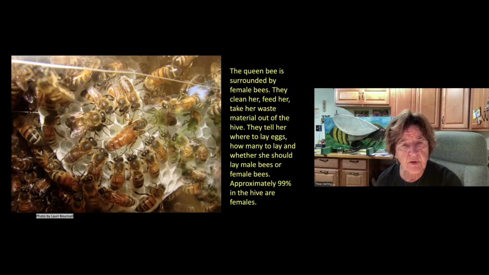So let me tell you what is happening here. Here's the queen. She has a very long abdomen because there's a lot of eggs in here. And here are the worker bees. They're all females, and they are feeding her. They are cleaning her. They also are touching her. Why are they touching her? Because their antennas, you see how they are touching her body?